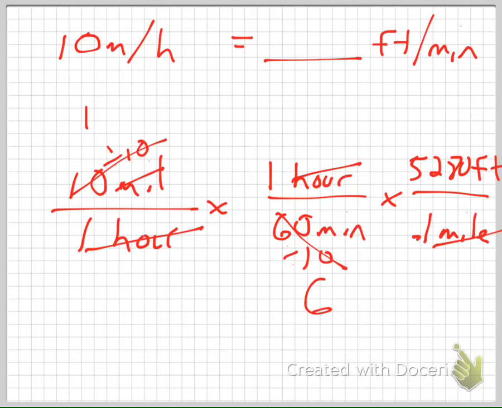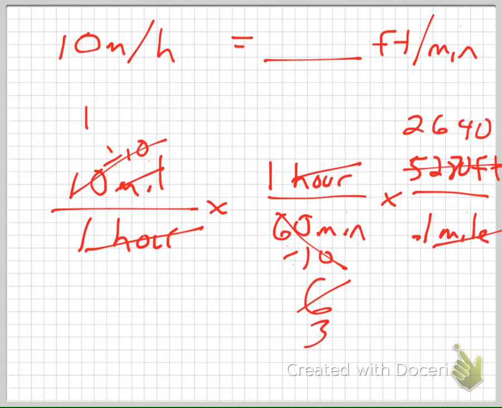Can I reduce the 6 and the 5,280? Yes. How do you know for sure? Because they're both even, and they're both divisible by 3. But for now, to make things really quick, we'll just divide by 2 because we know we can. Divide this by 2, that makes this a 3. Divide this by 2, that is now 2,640.